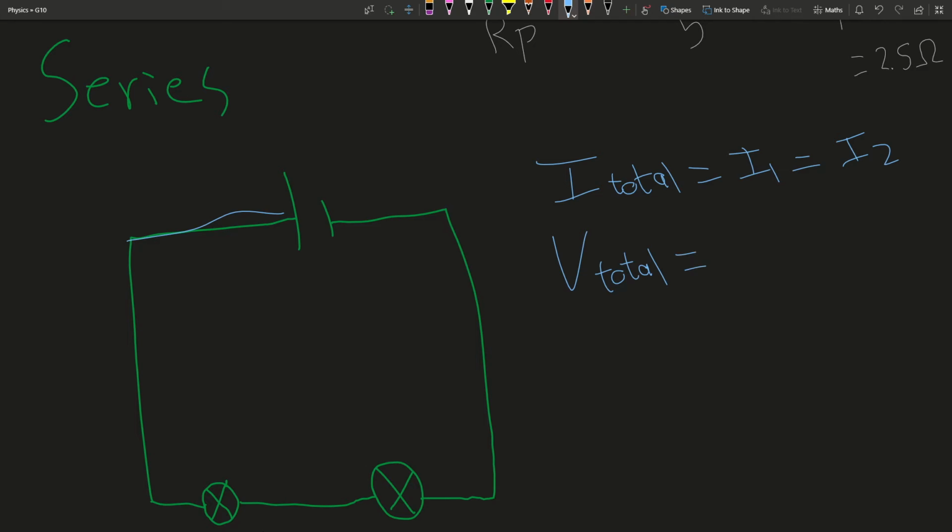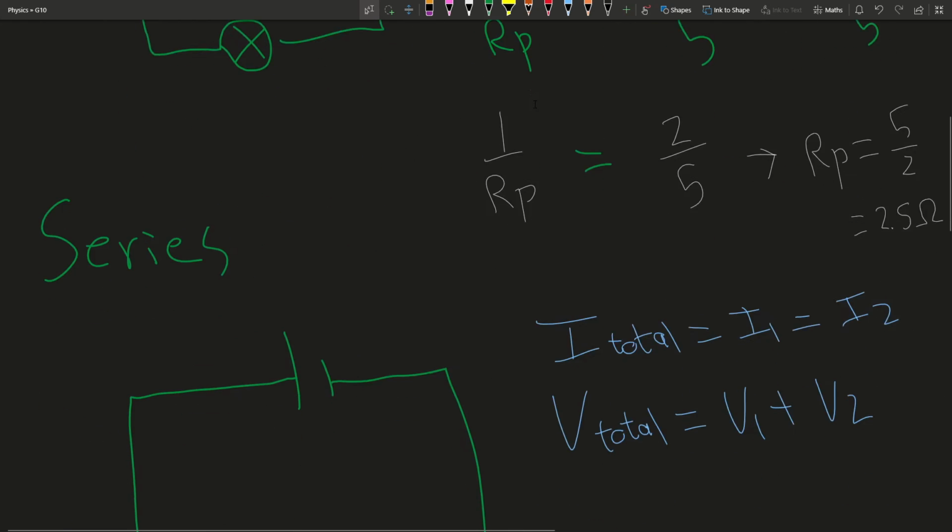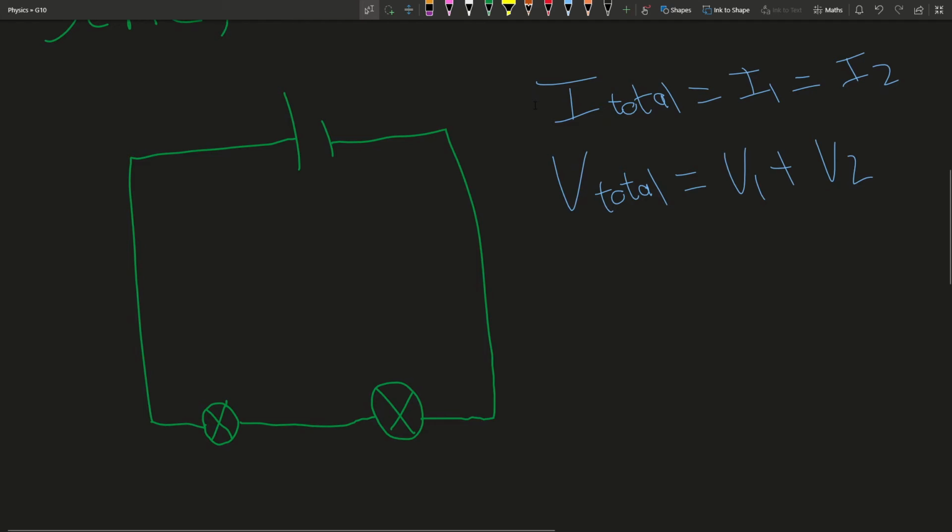So your voltage is not going to be equal to each other, but it's going to be the sum of each of the individual voltages. So if you'll notice, these rules are the opposite of the parallel rules. So in parallel, your voltage is the same everywhere and your current changes, whereas in series your current is the same everywhere and your voltage changes. So you need some way to think of to make sure you don't get those rules mixed up.